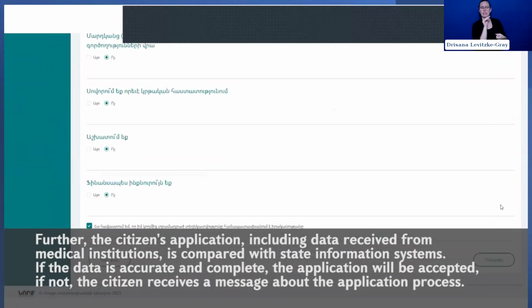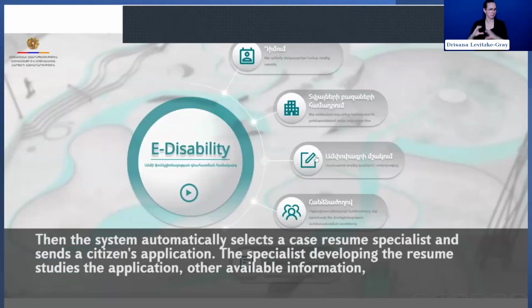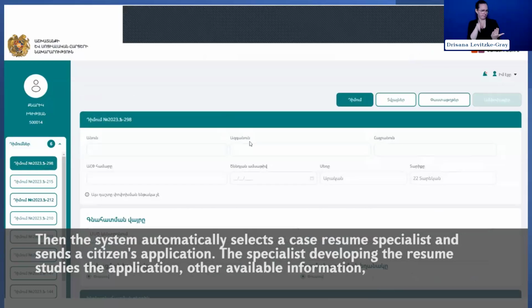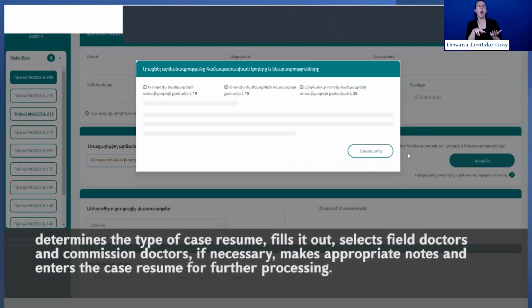Information from the e-health is coming directly to this system. Then the system is developing a case and deciding which types of the protocol should be used.